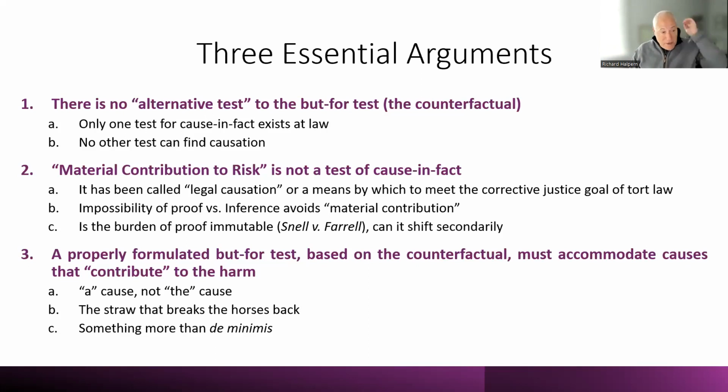And then a properly formulated but-for test is based on the counterfactual. It must contemplate a cause rather than the cause, but not use those words. You must make a distinction between the burden of proof, which is a balance of probabilities, greater than 50%, and the threshold of proof of causation, which is not the same. So the burden of proof is 50%. The threshold of proof is something more than negligible. In other words, it could be the straw that breaks the camel's back, and you could meet the threshold of proof of causation.